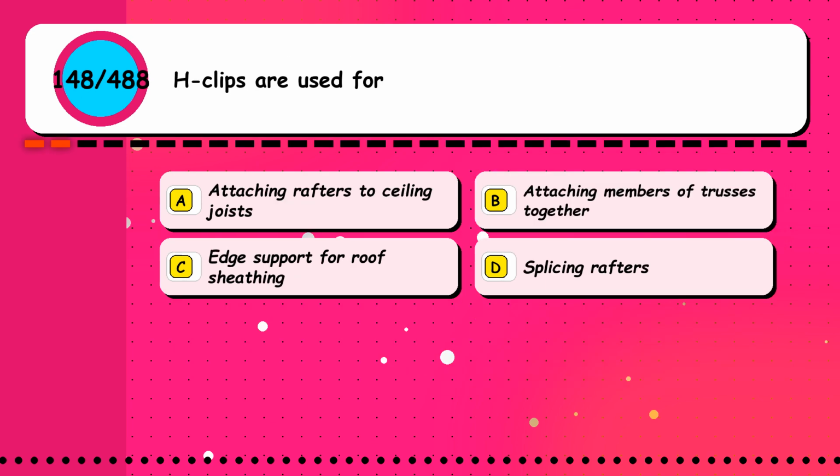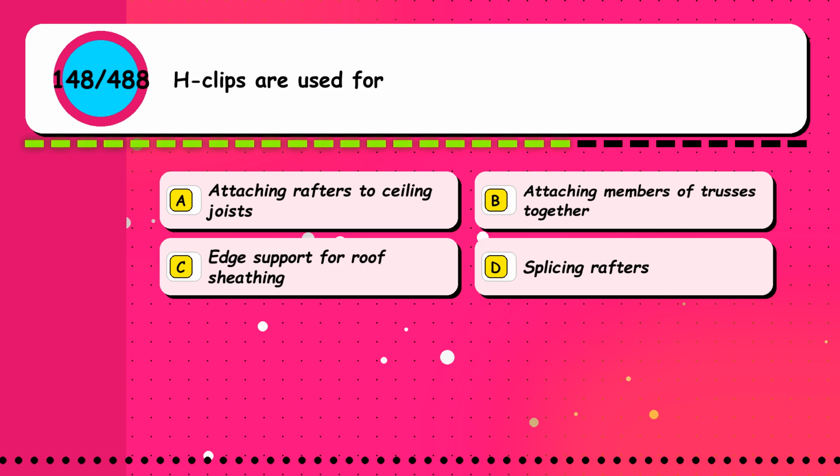Question 148. H-clips are used for: option A, attaching rafters to ceiling joists. Option B, attaching members of trusses together. Option C, edge support for roof sheathing. Option D, splicing rafters.